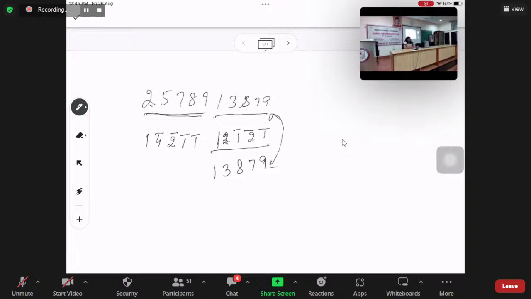Similarly, come to this. 10 minus 1 is 9. 9 minus 1 is 8. 9 minus 2 is 7. 9 minus 4 is 5. And we add 1 to the most significant. This is 2. And you can see both numbers are same. So in this way, we can find vinculum and convert a vinculum number into the normal number. Any doubt?